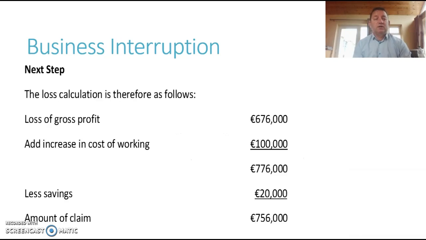So let's have a look. We have our loss of profit at 676,000, that's gross profit. We add the increased cost of working of 100,000, which gives us 776,000, and we deduct the savings of 20,000. So the amount of the claim being submitted to the insurer should be 756,000.